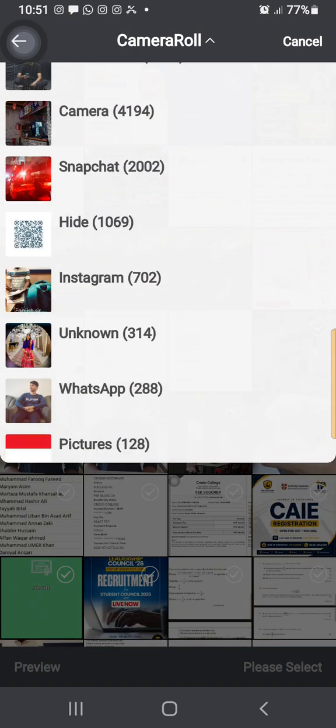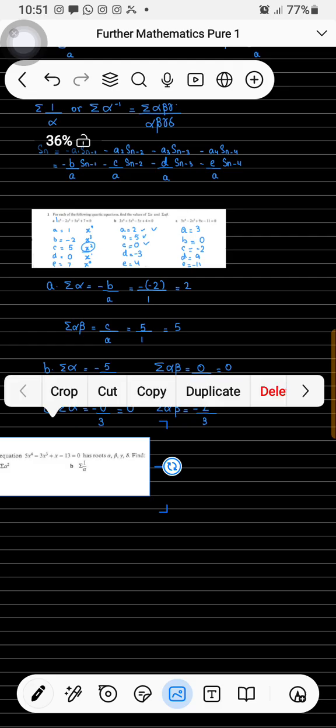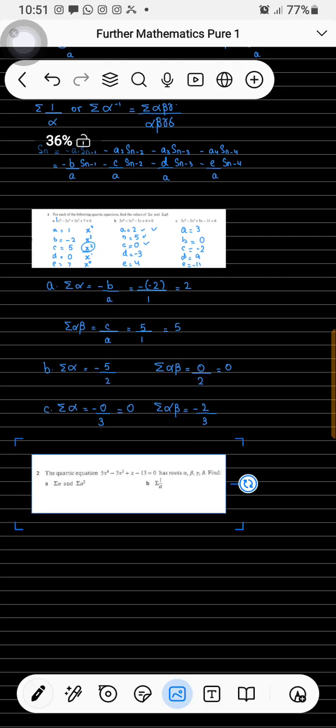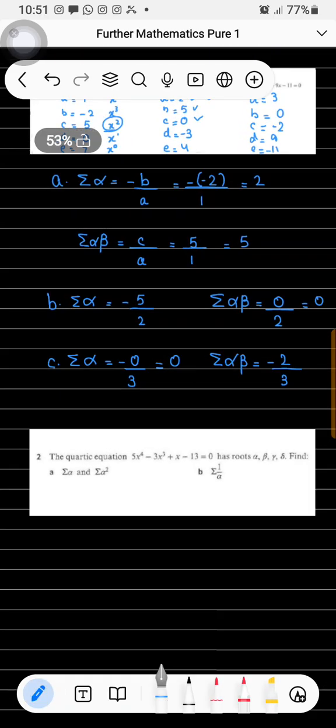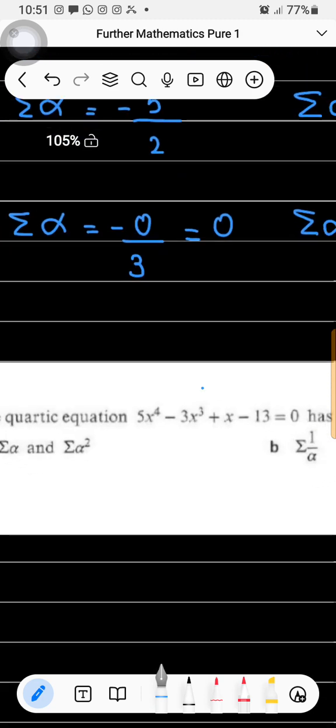Okay, then this is the question which we will do. There will be two parts of the question. In this second question, the question is asking for sum of alpha and sum of alpha square. Okay, we just need to memorize the formulas.